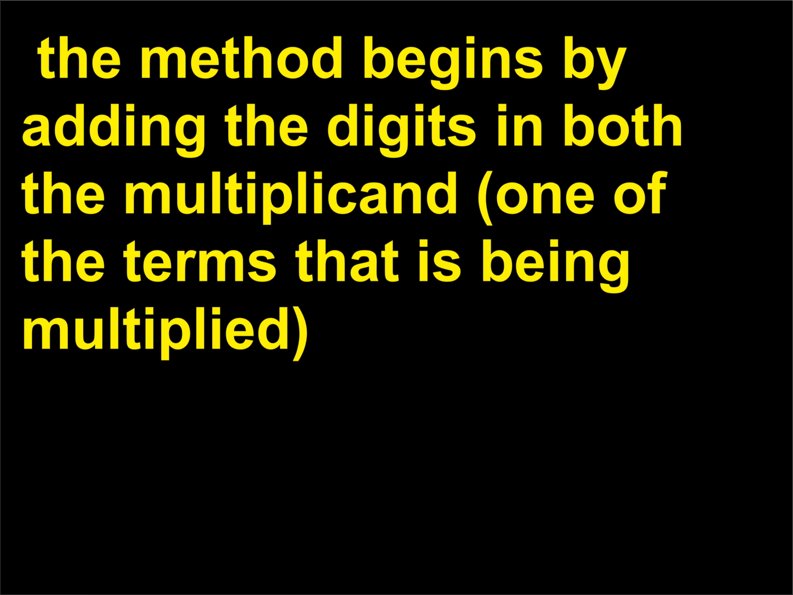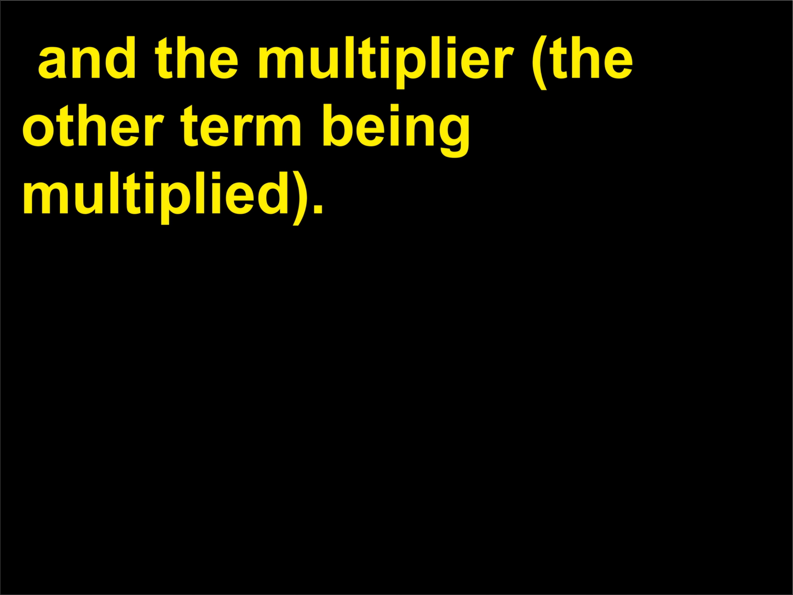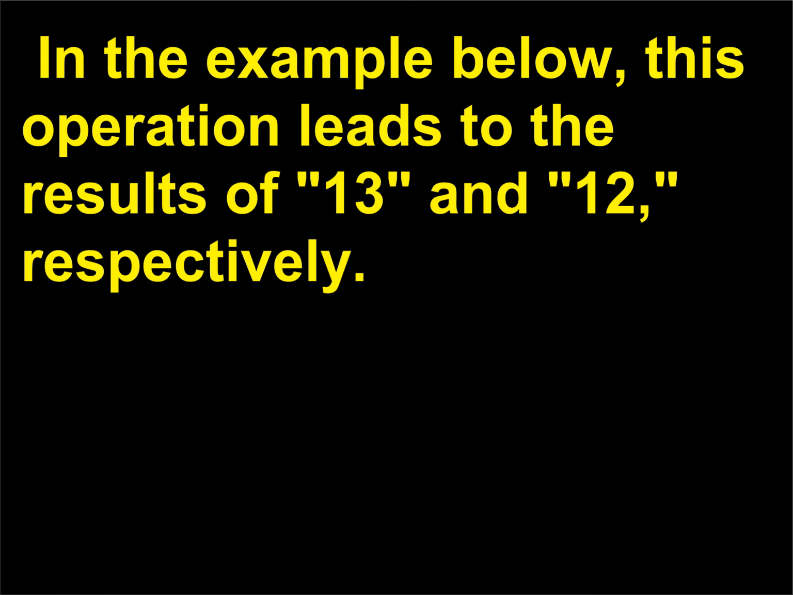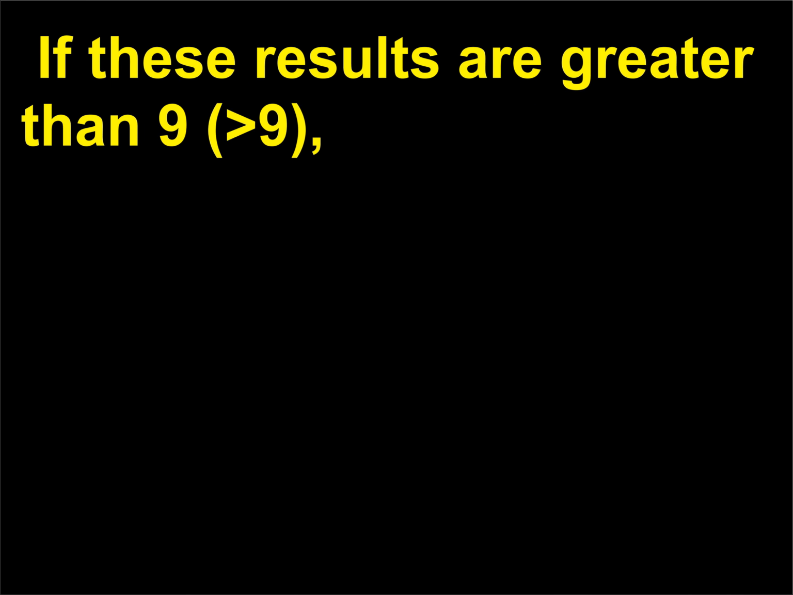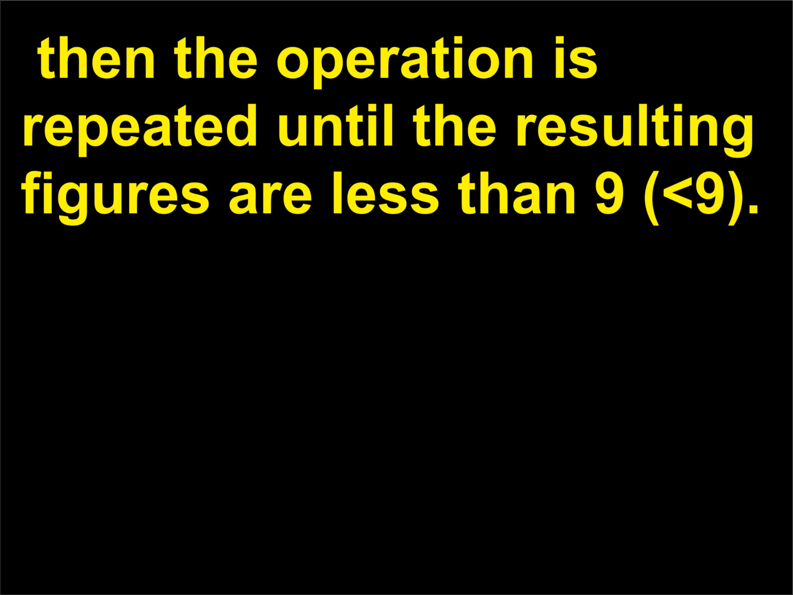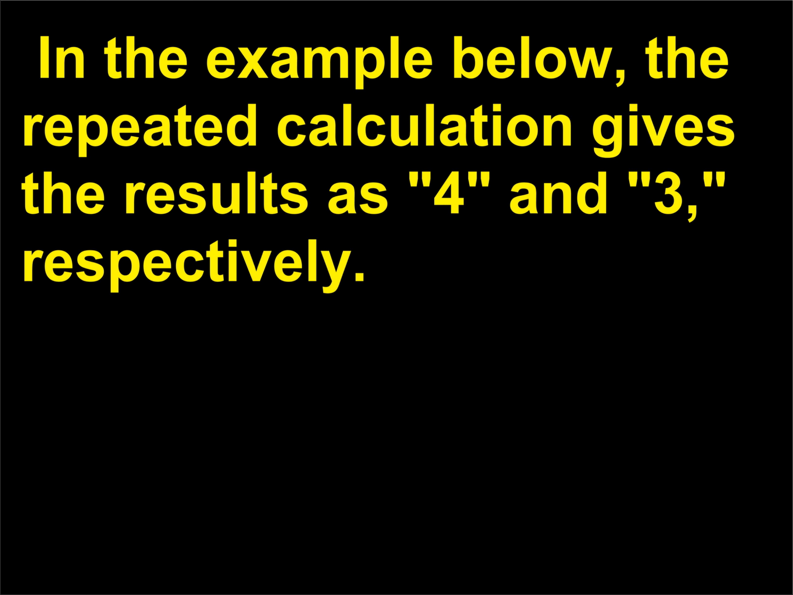The method begins by adding the digits in both the multiplicand, one of the terms that is being multiplied, and the multiplier, the other term being multiplied. In the example below, this operation leads to the results of 13 and 12, respectively. If these results are greater than 9, then the operation is repeated until the resulting figures are less than 9. In the example below, the repeated calculation gives the results as 4 and 3, respectively.